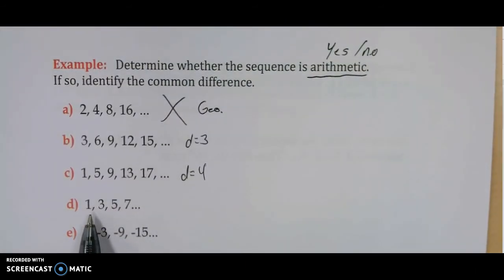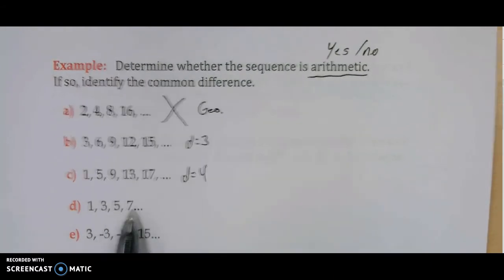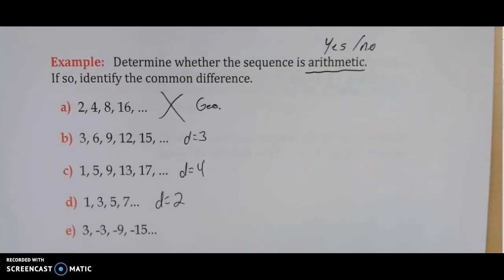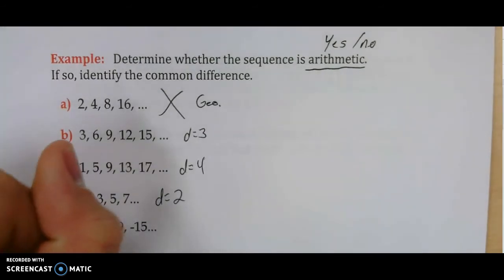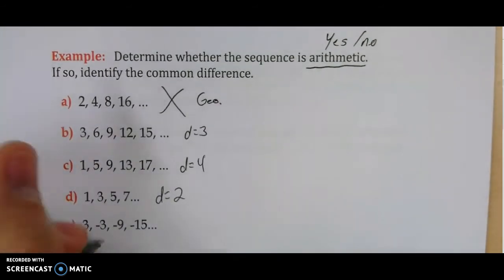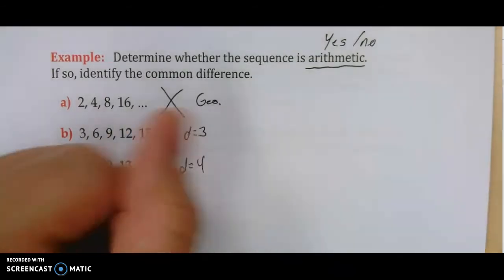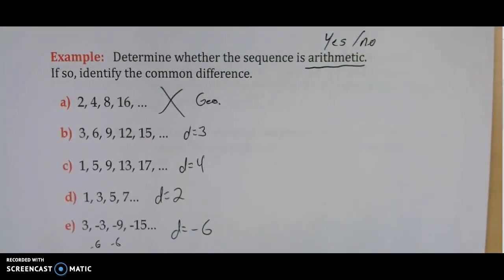Looks like for part D, 1 to 3, I'm adding 2. 3 plus 2 is 5, yep. Plus 2 is 7, good. So we are going up by a constant amount. Let's go 3 to -3. I'm taking away 6. That's a 6, not a C. Then if I take away 6 again, -3 minus 6 is -9, so that works out as well. So my common difference there is a -6. So pretty straightforward for identifying whether or not it's arithmetic.